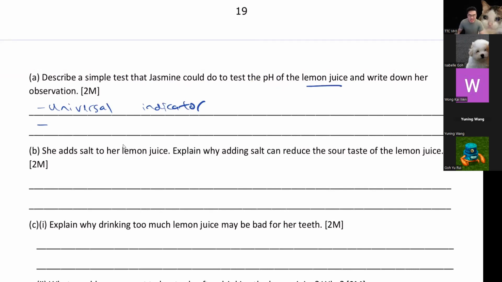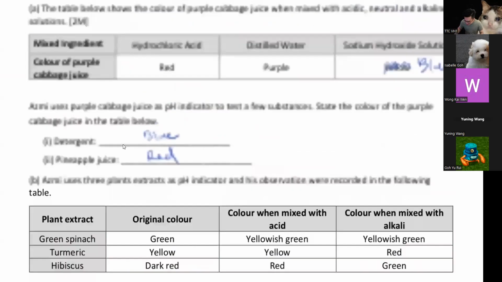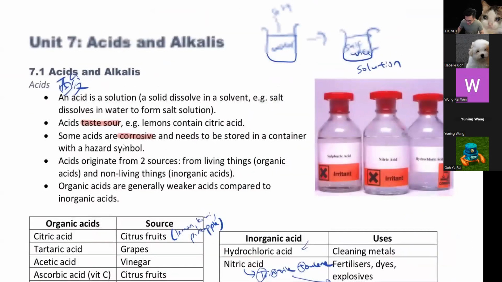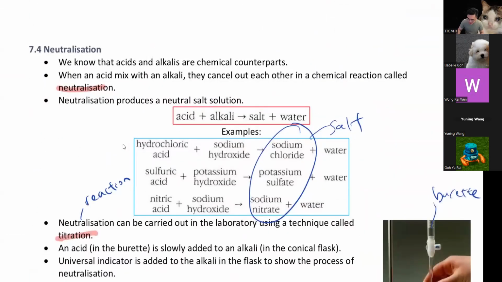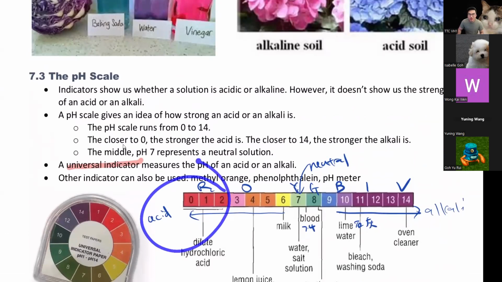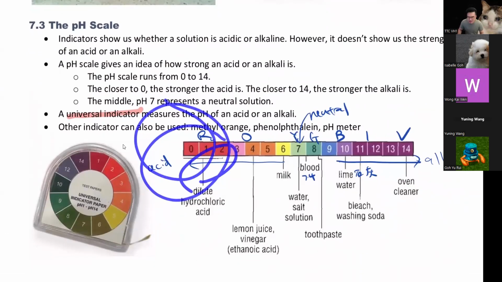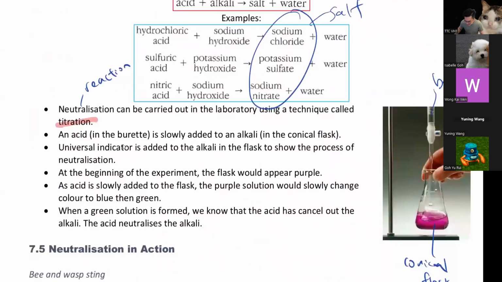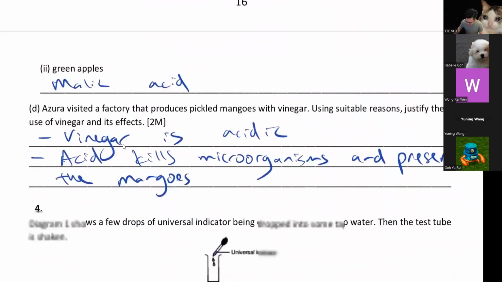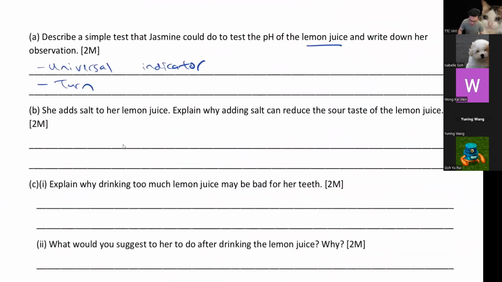Lemon juice is acidic, right? So it will turn... What color does it turn? Guys, what color does it turn to? You have the beginning of the rainbow, remember? Because it's acidic here, so you will see red color. It will turn red.